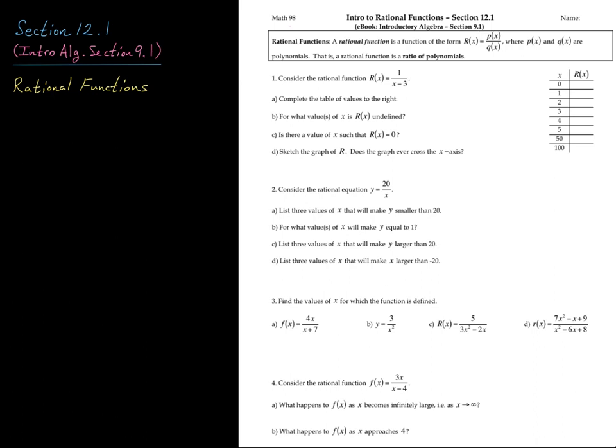Okay, so the definition of a rational function is here on the worksheet. It says that a rational function is a function of the form r of x is equal to p of x divided by q of x, where p of x and q of x are polynomials. So that is, a rational function is a ratio of polynomials.